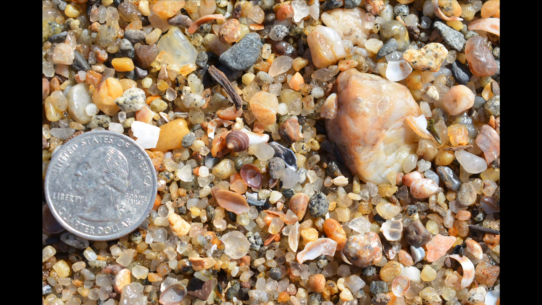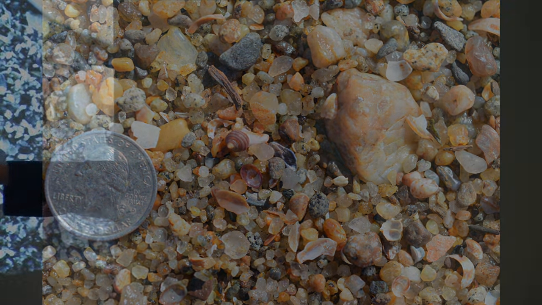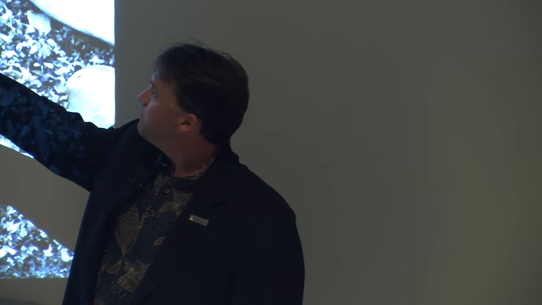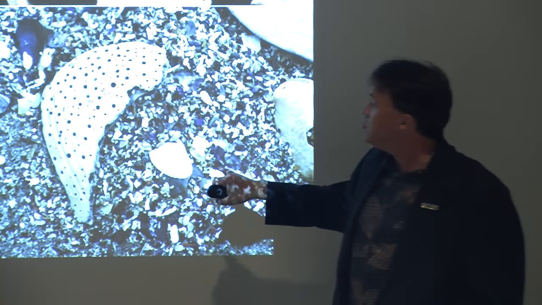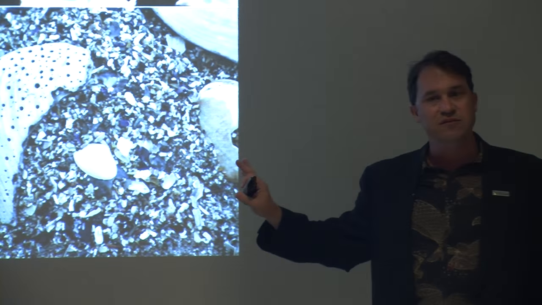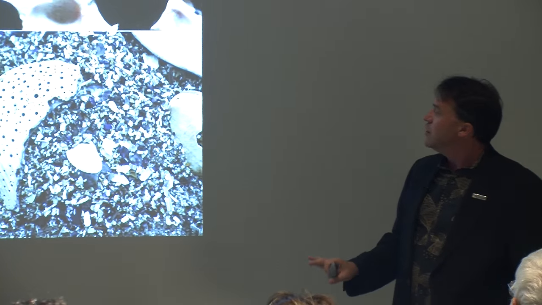The bottom one with the quarter is sand from Hammonasset Beach in Connecticut, and it's an immature glacial sand. It has lots of different stuff in it, and these are big sand grains. This is considered coarse grain. This is fine grain at the top, this is medium, and this is a mixture. All of them are about the same scale, just to give you an idea of where we stand.